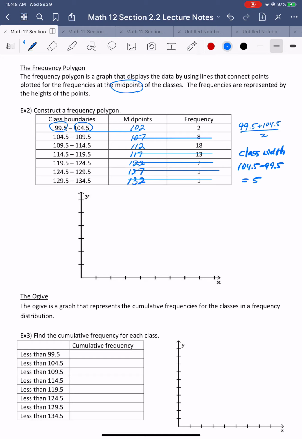So 5 is the class width, which if you subtract 5 from 102, you're going to get 97. So I'm going to start with 97, 102, 107, 112, 117, 122, 127, 132, and then we're going to close up at the x-intercept by adding 5, so 137. So starting from 97 is a 0 frequency, and then 102 is a 2, which is the same thing, 3, 6, 9.